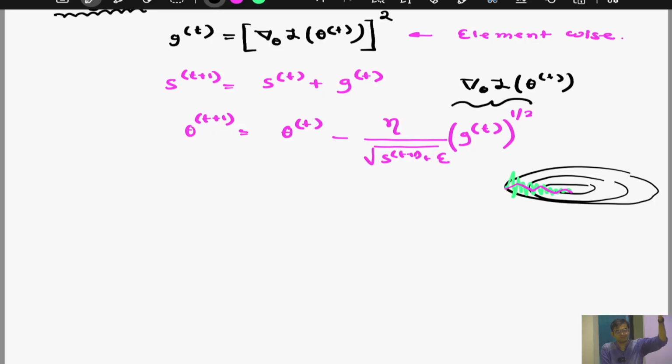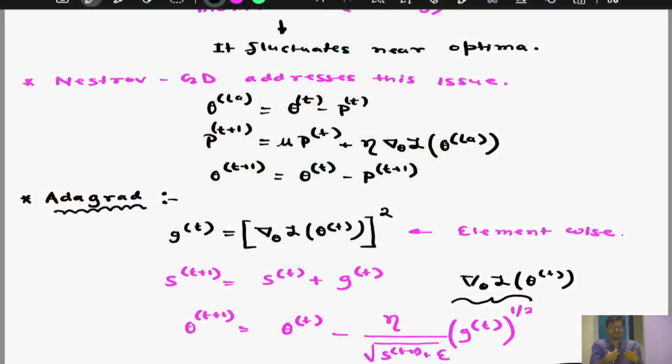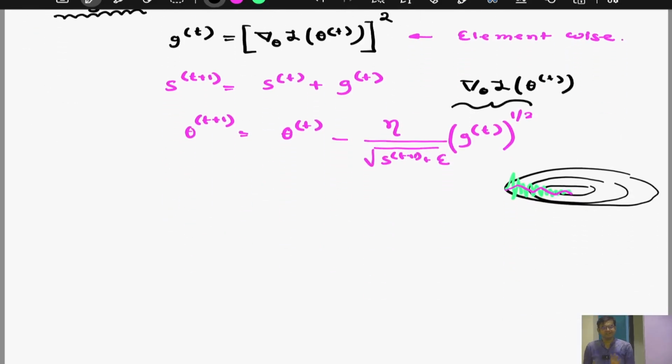But you don't call it momentum because, do you know why it is called momentum, by the way? It comes from the velocity concept, from displacement and velocity, and mass times velocity is momentum. So if you go back to the previous case, we were changing the gradient by adding terms. Here we are not adding terms. Here the learning rate is getting scaled. Does it have history information? Yes, it has.